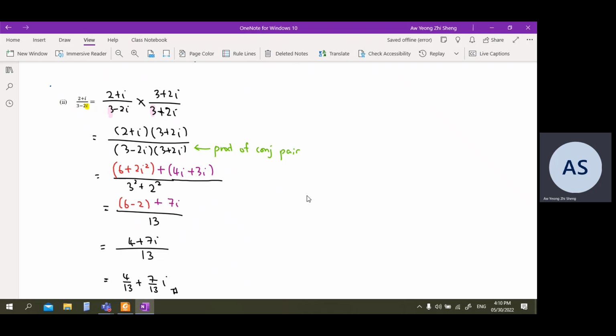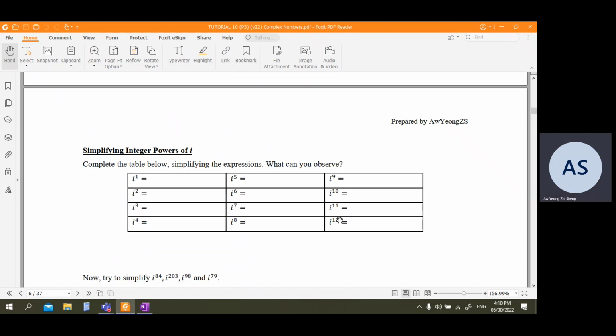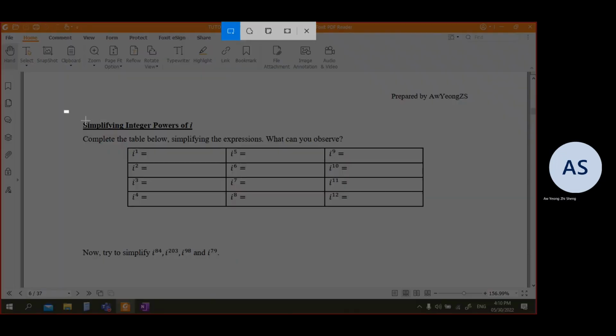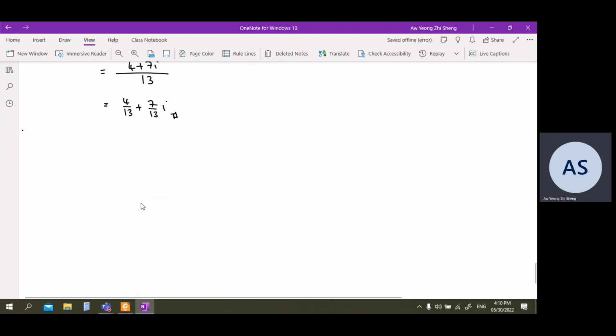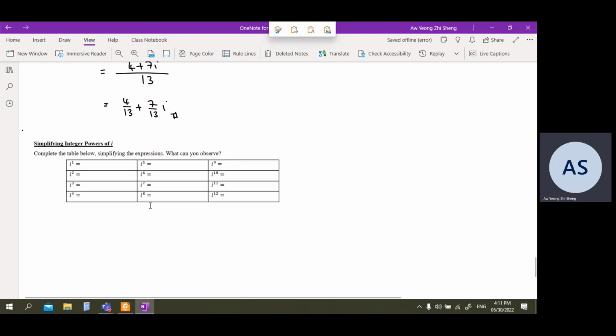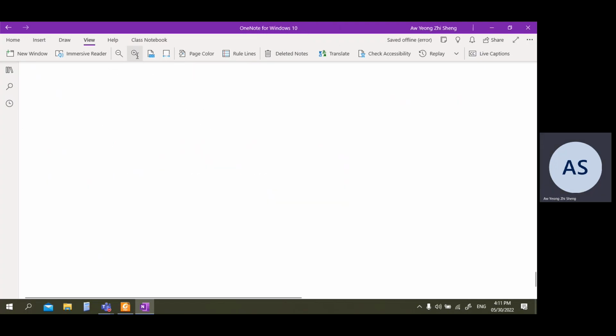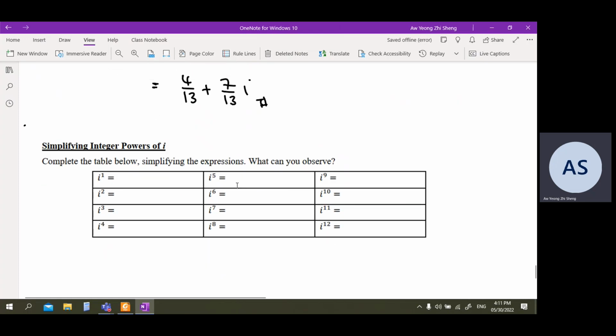Next we'll move to page number 6 on how to simplify higher integer powers of i. In our syllabus, sometimes you might encounter higher integer powers of i, possibly i power 4, i power 5, i power 6. So how can we simplify such expressions very quickly? Let's study the pattern first.